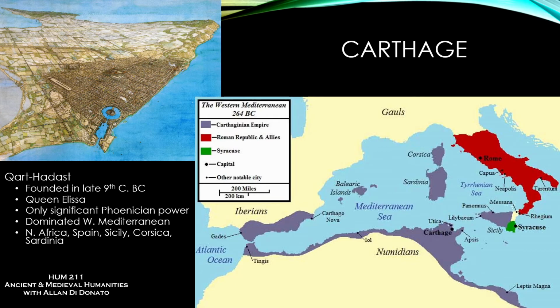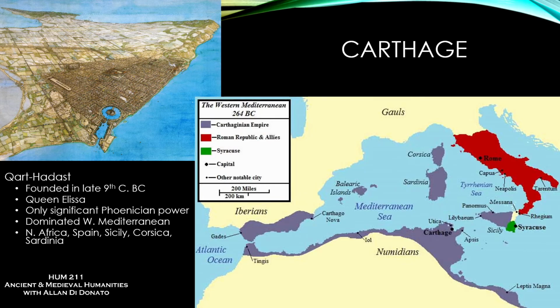And according to legend, it was founded by a queen from Tyre known as Elissa. And she was also referred to in a Roman legend as Queen Dido. We'll talk about her when we get to the Aeneid. Now, this is the only significant Phoenician world power. The Phoenician city-states in the Levant, right?